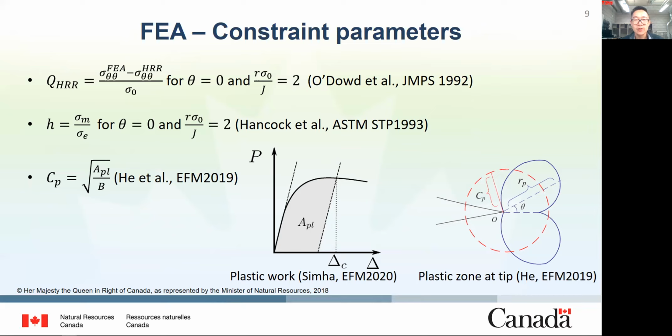The CP parameter is the equivalent plastic radius and was proposed to be a good unified measure of both in-plane and out-of-plane constraints. It is proportional to the square root of plastic work APL by the external load, which is shown in the left figure, over the specimen thickness. The right figure shows the geometric definition of CP.